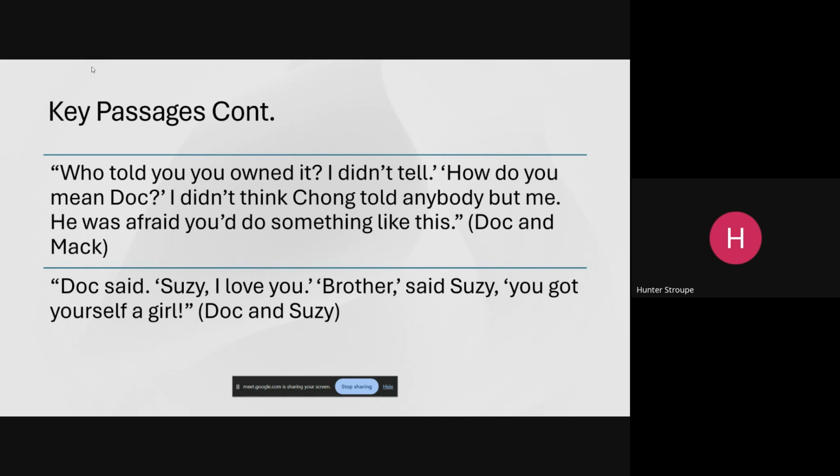And for the last one, Doc said, "Susie, I love you," as Susie is on her way out of the door of his house. And Susie smiles and turns around and says, "Brother, you got yourself a girl." I thought that was, at least for me, where the entire story was leading. So I felt that was a fitting conclusion. And it's the first time they really express out loud their actual feelings for each other.